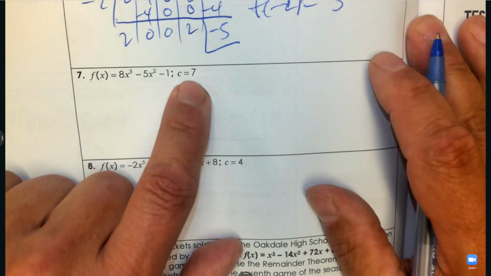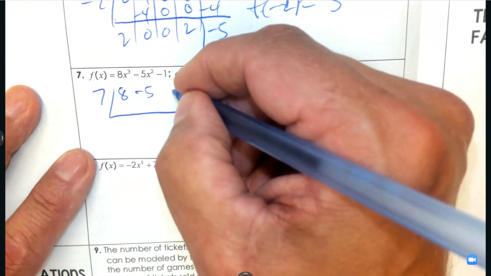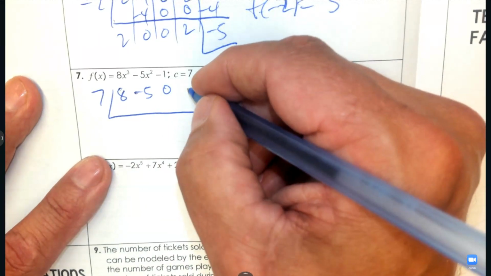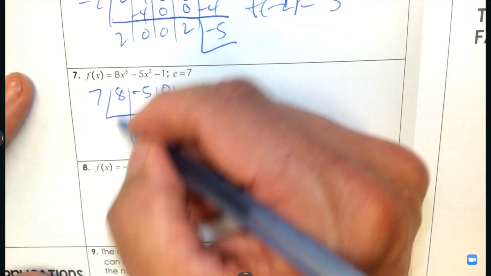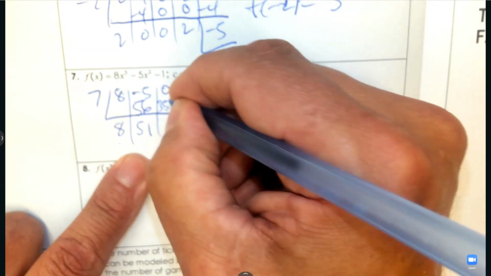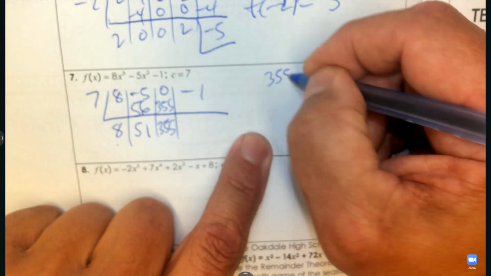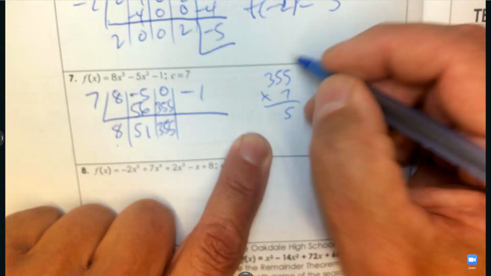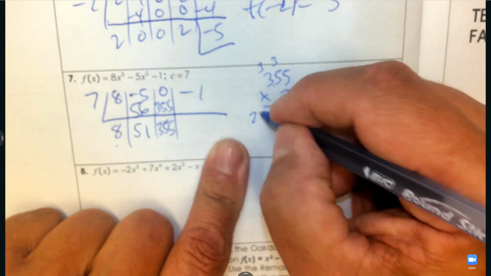Okay, number 7, I want to evaluate at 7. Be really careful of all the powers that are missing. 8x cubed, negative 5x squared, 0x, and negative 1. So 8 and nothing. 7 times 8 is 56. Add the numbers, 51. Oof, 7 times 50, and then 5 more, so that's 355. Oh my goodness. And then, I don't want to do it, but I will. 355 times 7, 35, 35 and 3, 21 and 3.